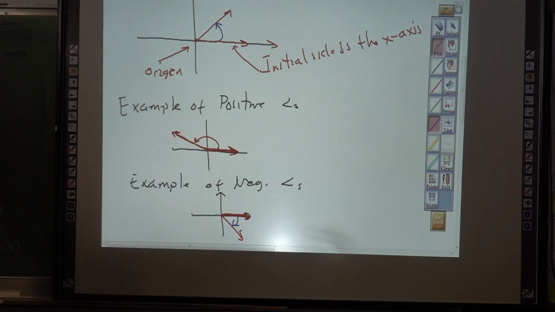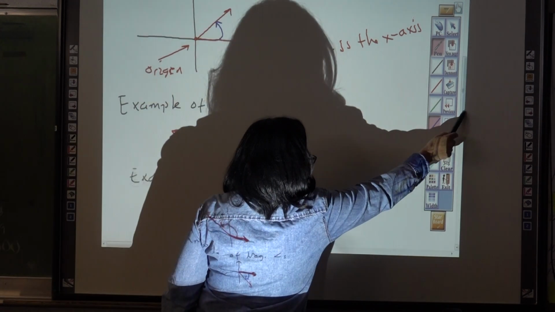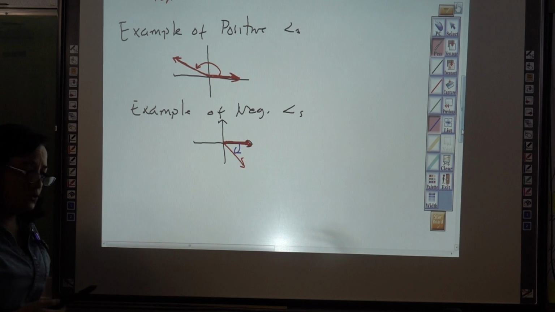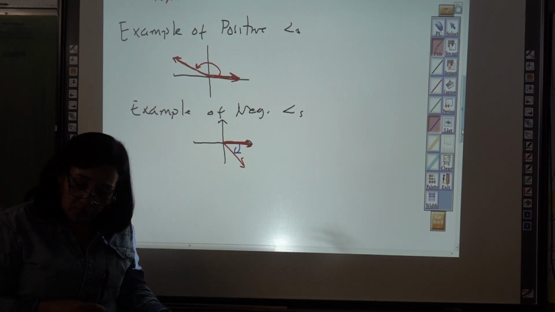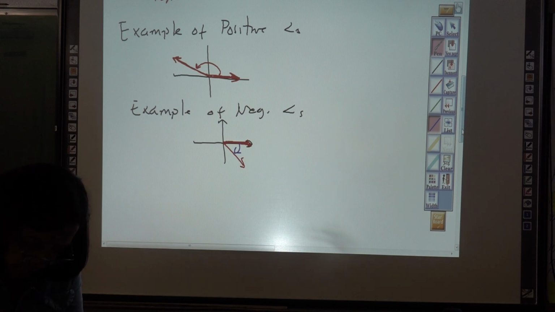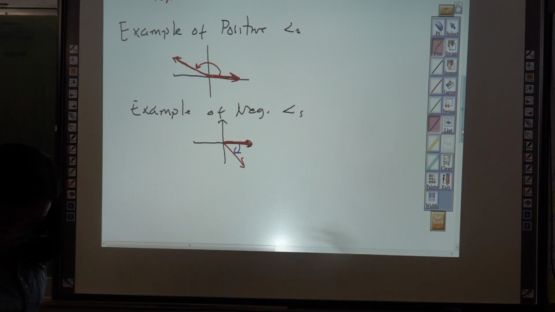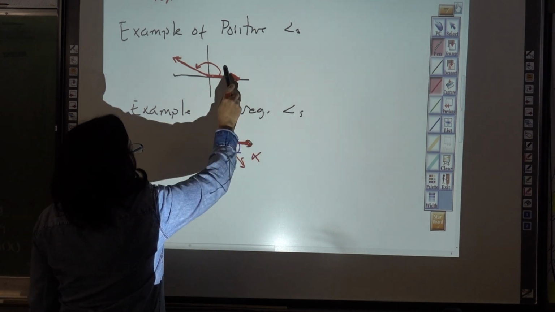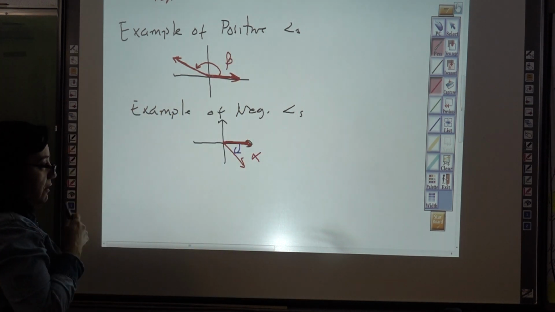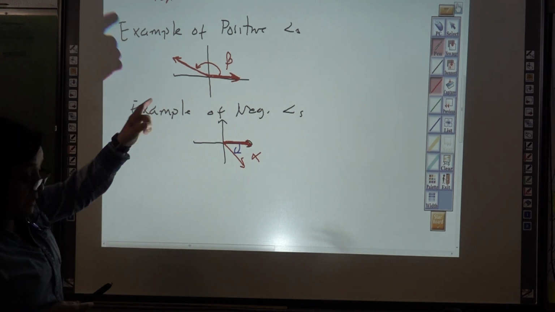Okay. It's also important that in trigonometry we use Greek letters to label angles. So, for example, this one can be alpha, this one can be beta. Okay, those are Greek letters, A and B in Greek.